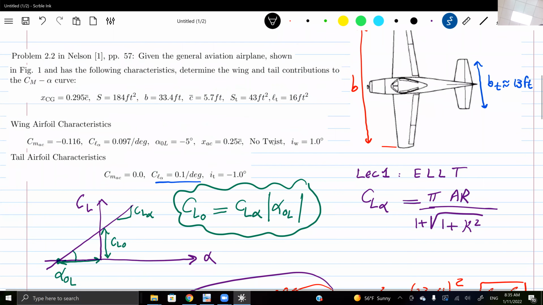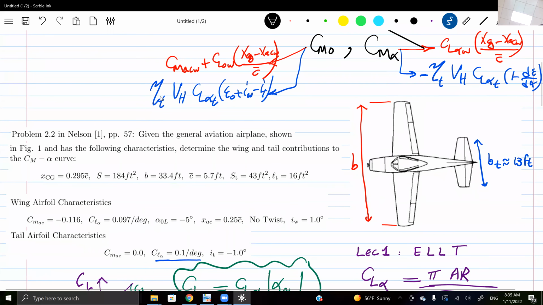Let's get the blue stuff. So I'm going to copy this and see if I have all the details or not. So what is zeta tail? This is what we discussed last time. This is a ratio between the dynamic pressure on the tail to that of the wing. It's typically between 0.9 to 1. So if you're not given it, you're free to assume it between 0.9 to 1. I'm going to assume it to be 0.9 here.